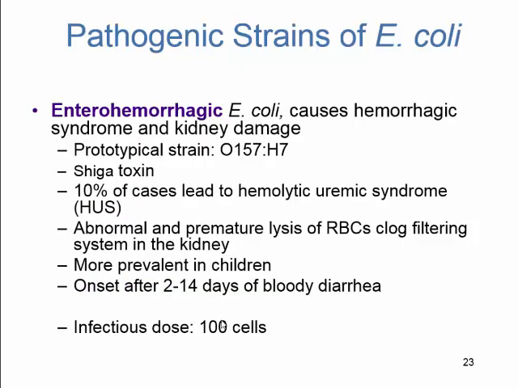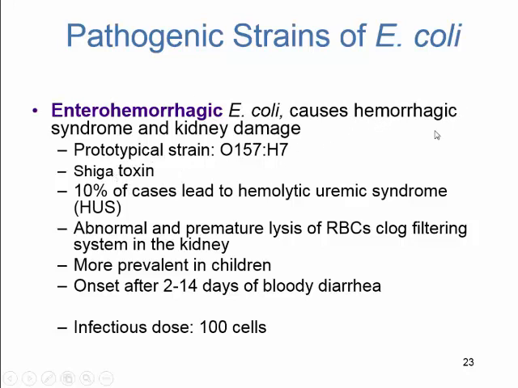Now, the most commonly studied and probably the most prevalently known is that of the hemorrhagic E. coli. Hemorrhagic E. coli, the prototypical strain I'd mentioned before, is E. coli O157:H7. And so this prototypical strain produces Shiga toxin. So Shiga toxin is the same toxin that is later going to be produced by Shigella. And that Shiga toxin causes quite a lot of damage in the gastrointestinal tract.